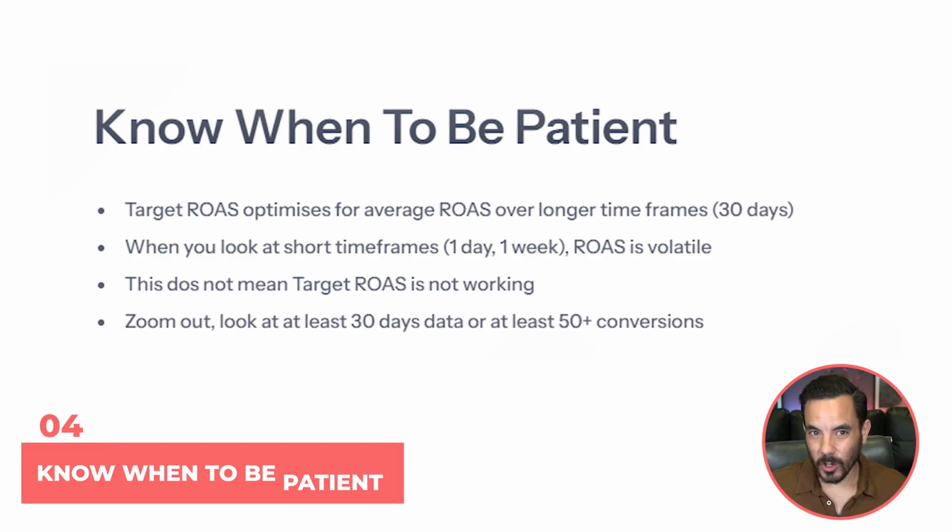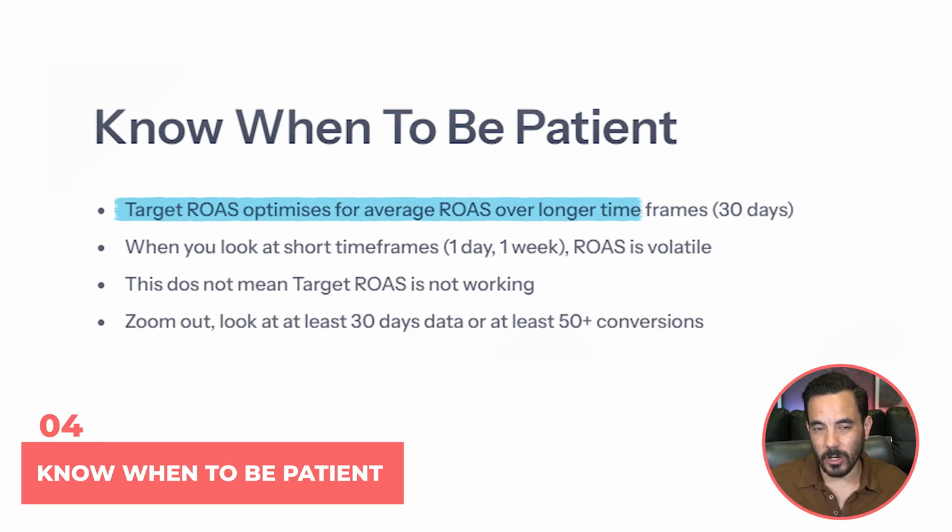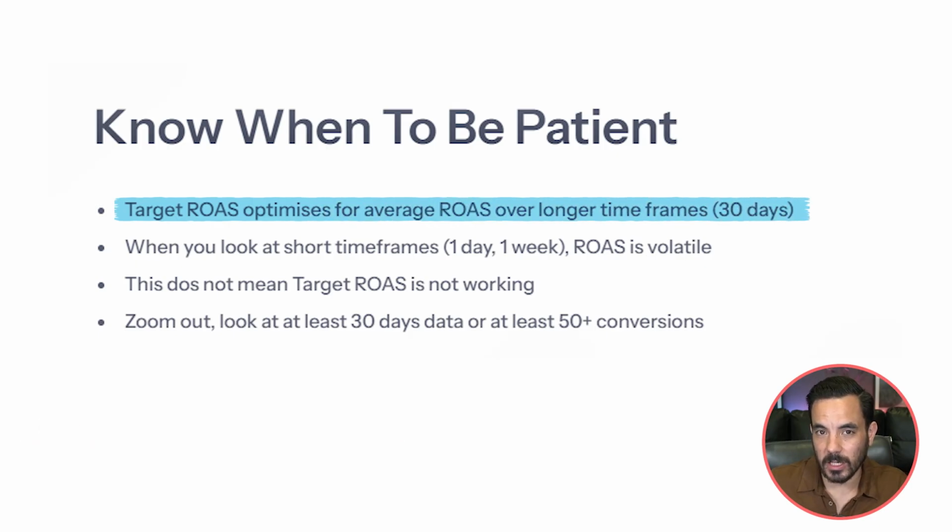Okay, number 4 on my list, you need to know when to be patient. For example, target ROAS is going to optimize for whatever ROAS target you set, but over a longer time frame. If you set target ROAS 400%, you're not going to see 400% ROAS every single day. There's going to be lots of fluctuation. You need to judge the performance over a longer time frame. So you need to know when to be patient.